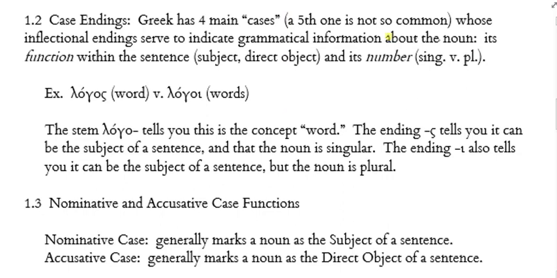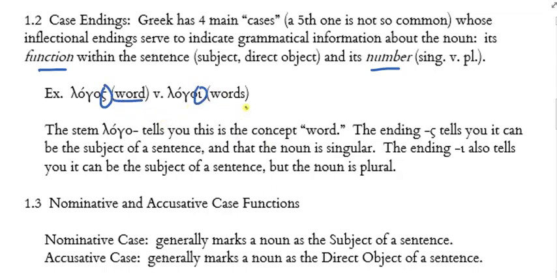1.2, case endings. Greek has 4 main cases. The 5th one, not so common, whose inflectional endings serve to indicate grammatical information about the noun, its function within the sentence, and its number. So those are the 2 grammatical pieces that you get from the case. What do I mean by function? Well, things like whether it's the subject or the direct object. By number, whether it's singular or plural. So logos versus logoi. Notice that difference in case ending here.